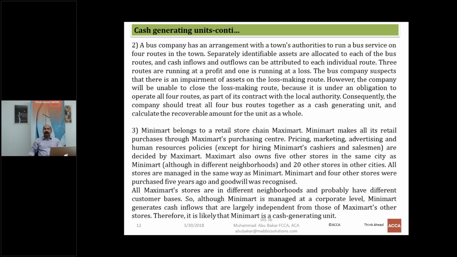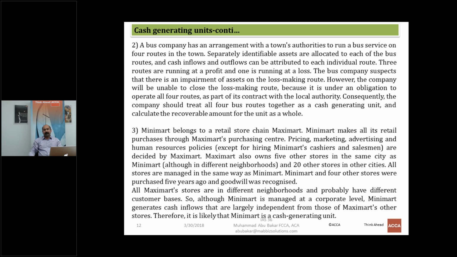Consequently, the company should treat all 4 bus routes together as a cash generating unit and calculate the recoverable amount for the unit as a whole. Because you cannot operate any of the bus routes independently. You will have to operate the other routes. So this means any of that route cannot generate cash inflows which are largely independent from the other routes.